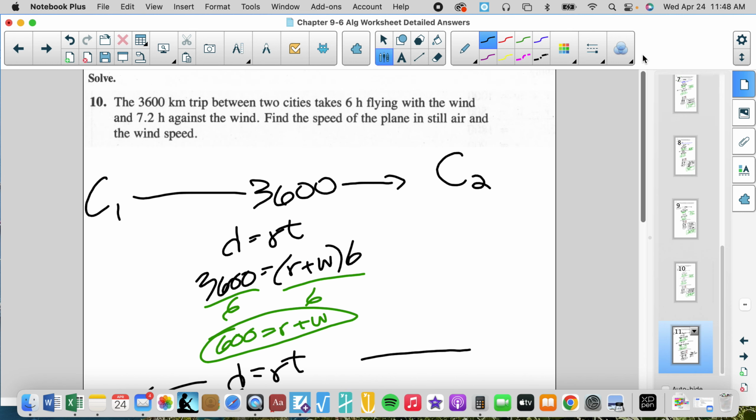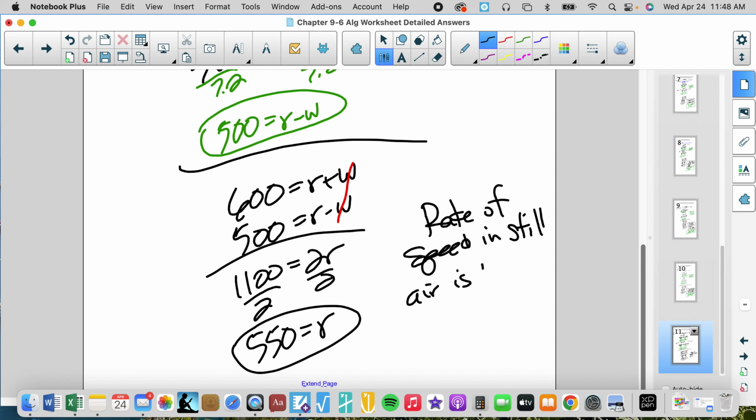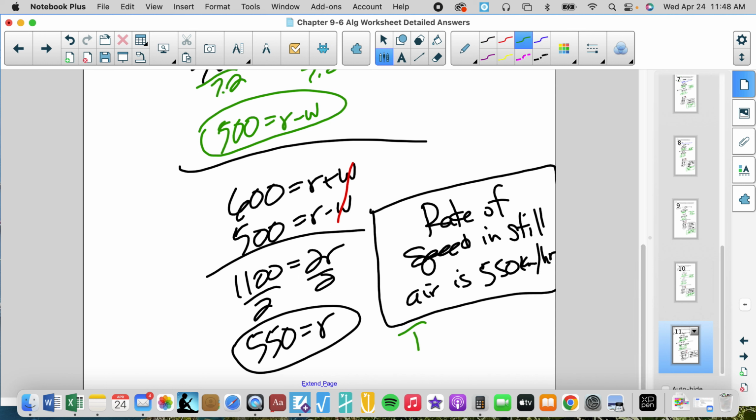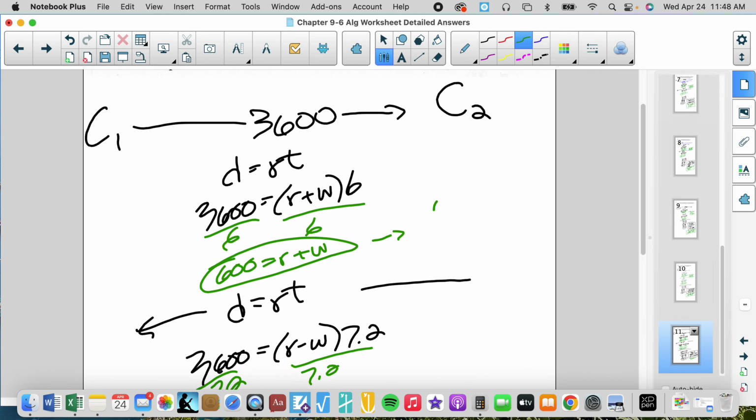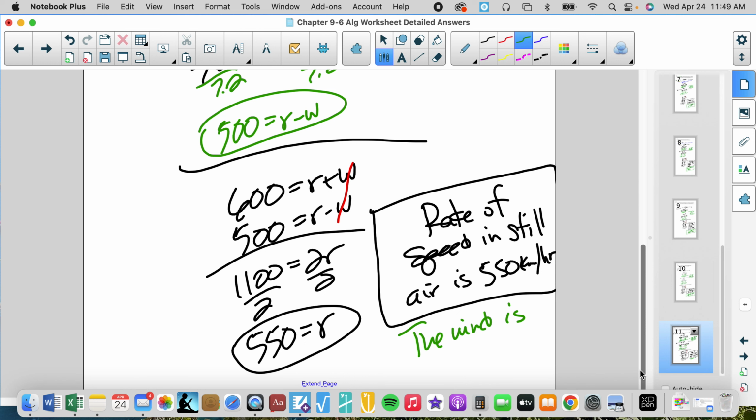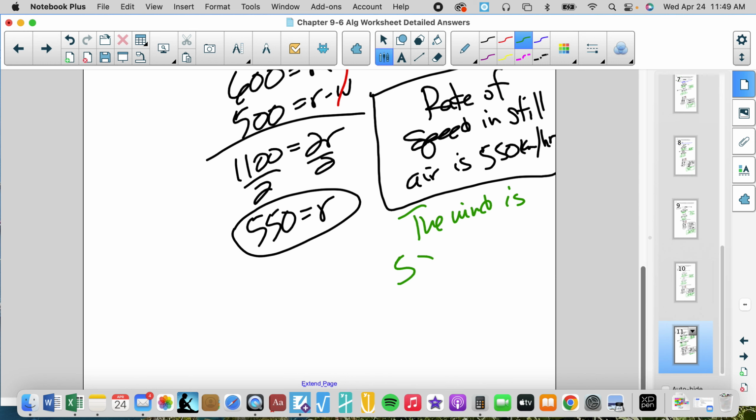Are we doing kilometers or miles? Kilometers. 550 kilometers per hour. The wind is, what did we say, 550? So 600 equals 550 plus W, minus 550, minus 550. 50. 50 equals the wind. The wind is 50 kilometers per hour.